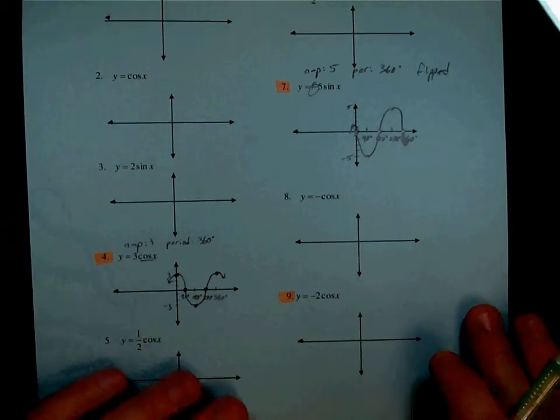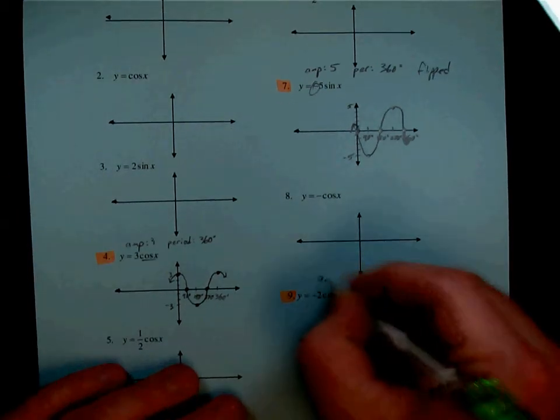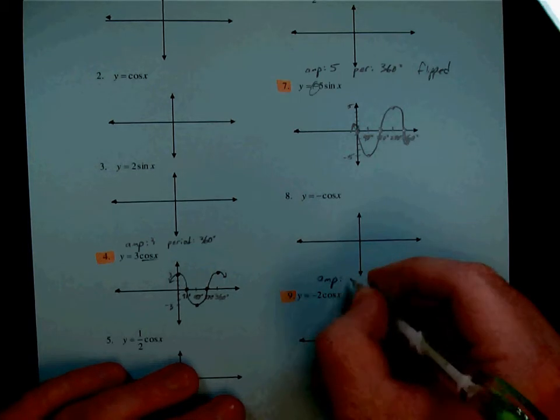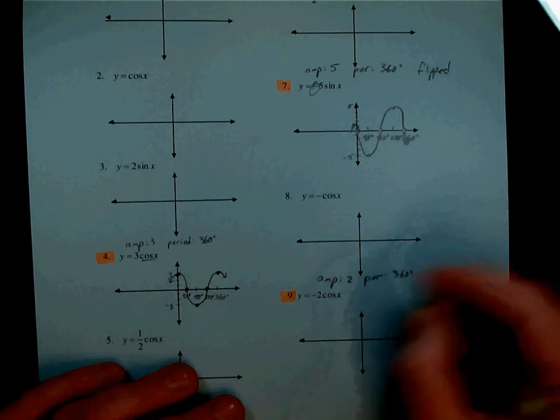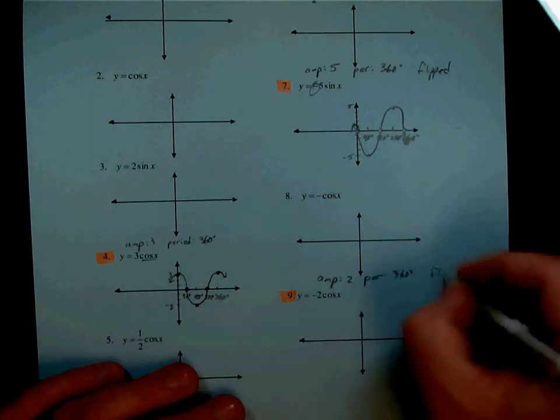Number 9. So our amplitude here is 2. Period is still the same, 360. This one's also flipped because the A value is negative.